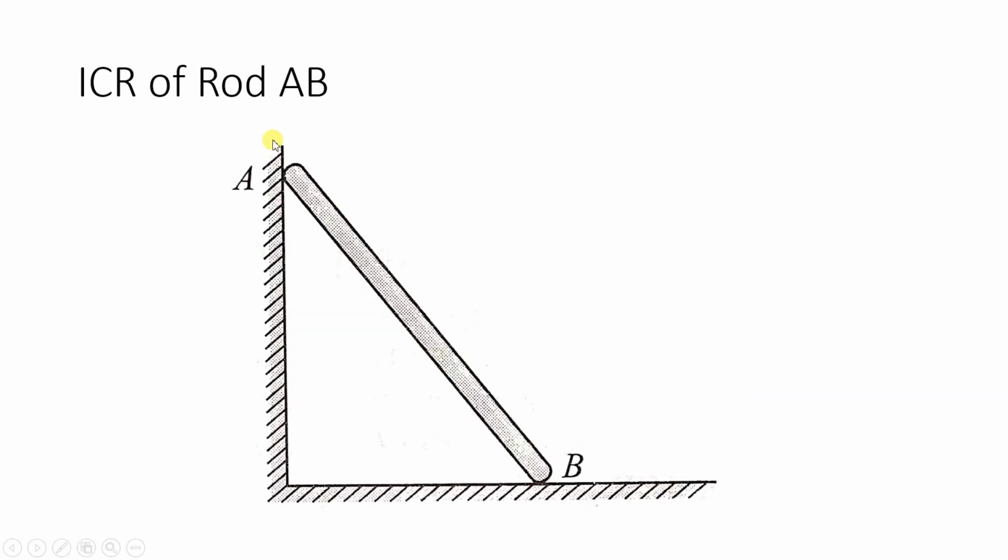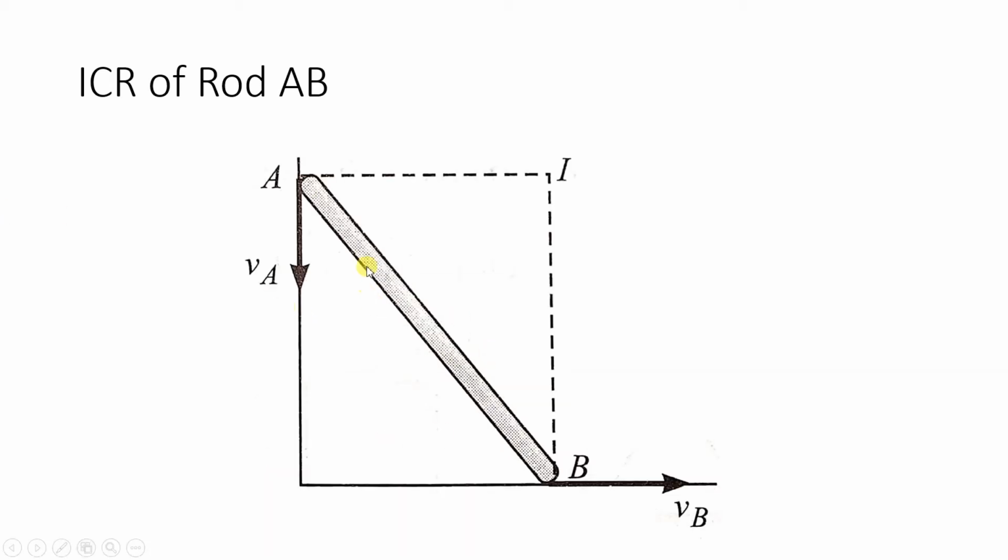Now here we will see an example of general plane motion. Here we have a vertical surface, a horizontal surface, and a rod AB has been placed. Now what will happen is, suppose this rod slides down. I'll show the velocity vectors. Here you can see in the next diagram, point A will slide in downward direction, so velocity will be downward, VA. And point B will slide towards right, so velocity will be towards right. Here you can see VA is downward, and VB is towards right.